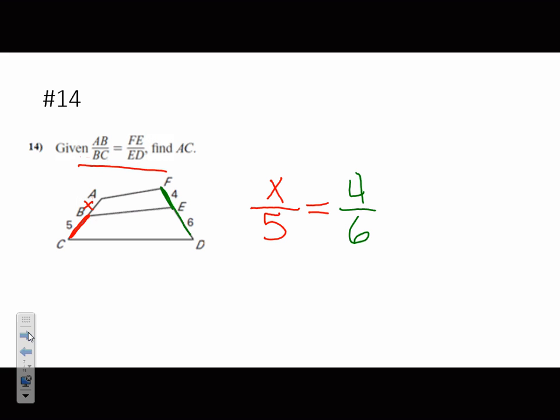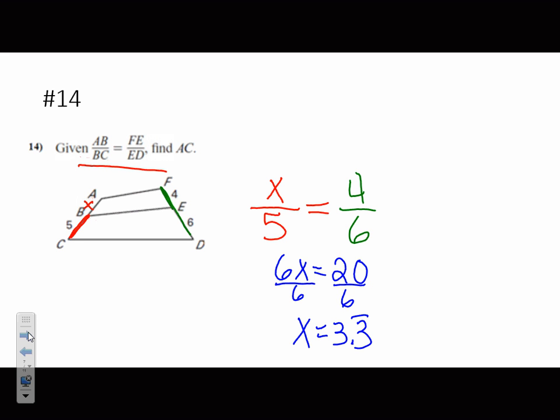I'm going to cross multiply. So 6 times x is 6x. 5 times 4 is 20. To get x by itself, I'm going to divide both sides by 6. So x equals 3.3, repeating.